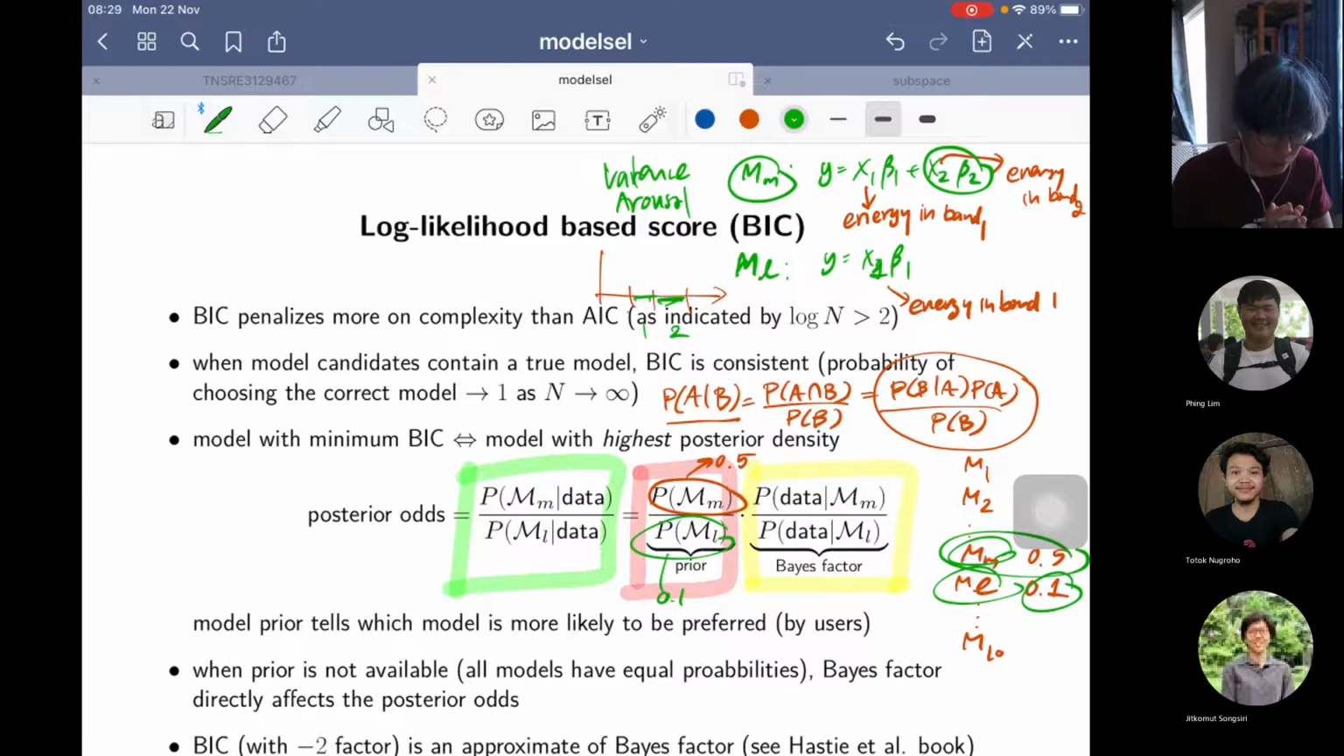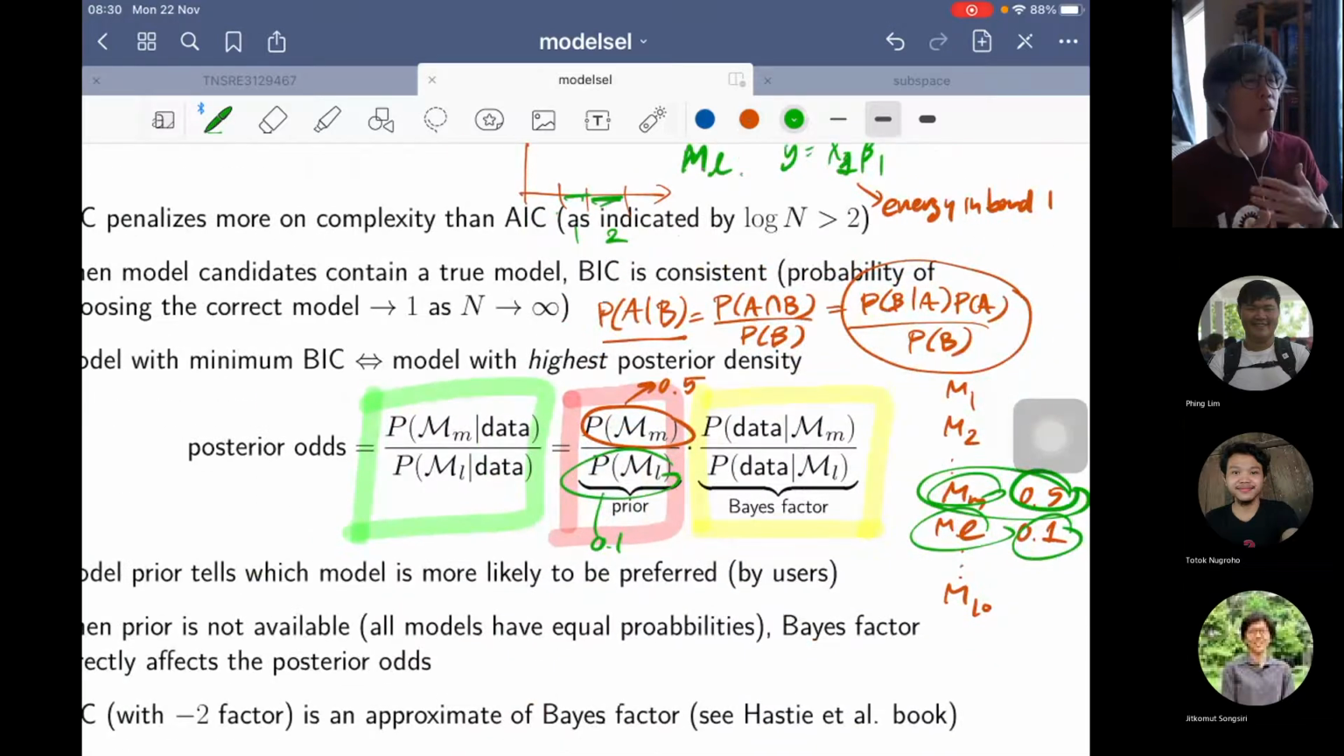These are essential features. So with this, as a user, you can put a prior density, a prior probability of model M to be bigger than model L. So the term in the pink box is typically assumed, or it actually came up from users, from this knowledge. The term in the pink box is one of the factors to calculate the posterior odds.